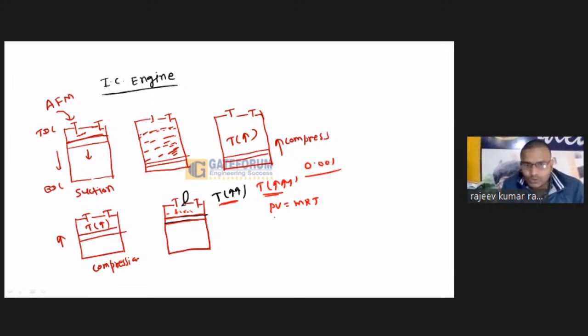My dear friends, tell me one thing: V is constant, so MR is also constant, so you can say P is directly proportional to T. And in the burning, temperature will be very, very high. If temperature is very, very high, that means pressure will also be very, very high.